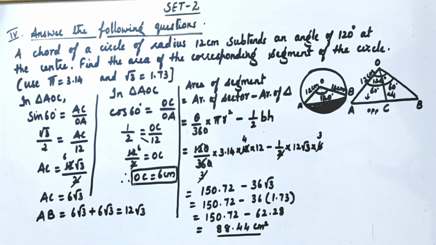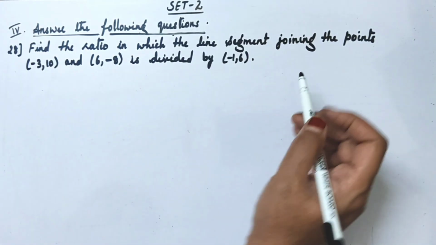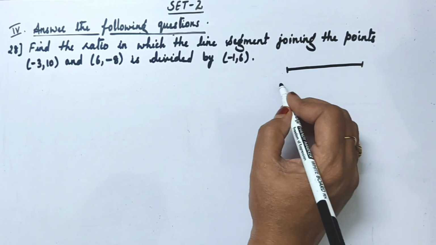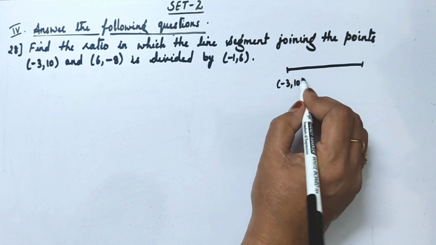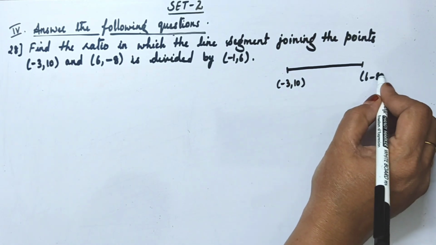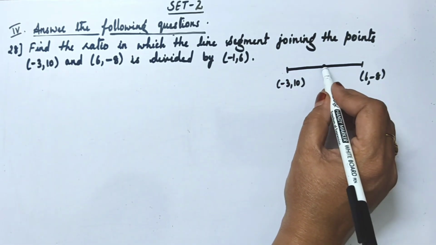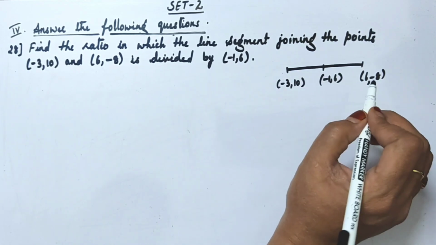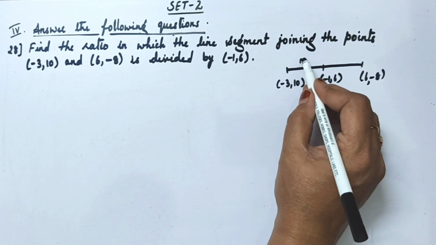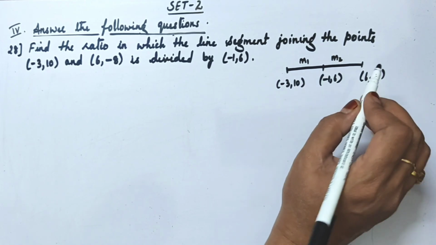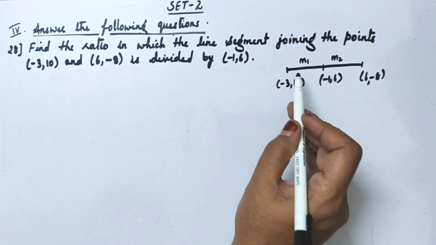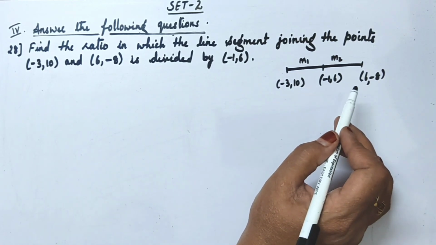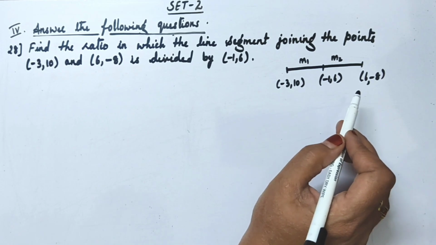Hope this is clear. Find the ratio in which the line segment joining the points minus 3, 10 and 6, minus 8 is divided by the point minus 1 comma 6. We need to find the ratio, that is m1 is to m2. So in what ratio this line segment is divided by this point, that is the meaning.